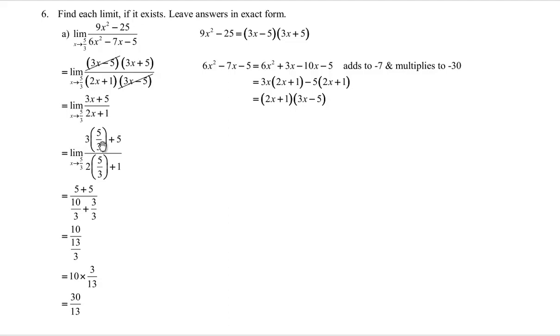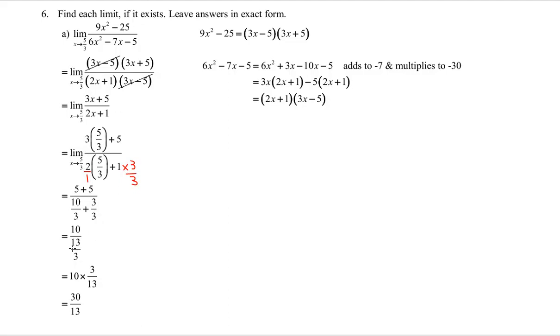So we put 5/3 in place of x here, and 5/3 in place of x here. Those 3's divide out, so we just get 5 plus 5 in the numerator. In the denominator, it doesn't divide out, so remember that 2 is the same as 2 over 1. So 2 times 5 is 10 on top, 1 times 3 is 3. And I'm going to add that to the 1 here, so I'm going to multiply the 1 top and bottom by 3/3. That's why my 1 became 3/3. So 5 plus 5 is 10, that's the 10 on top, and 10/3 and 3/3 add to 13/3.